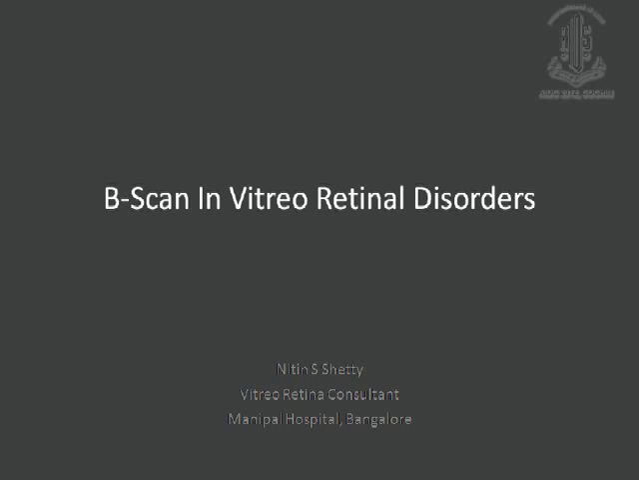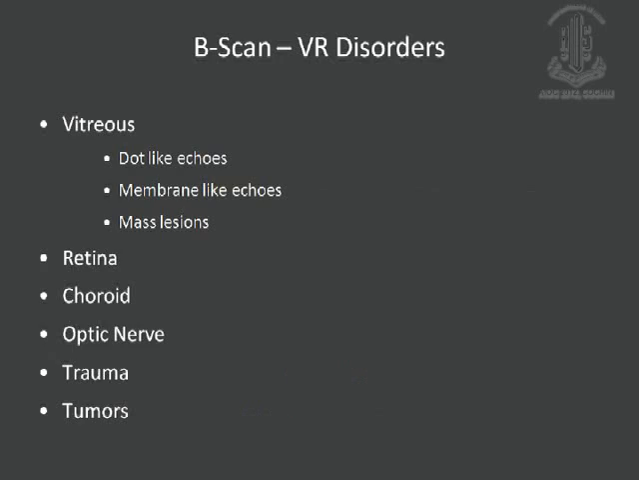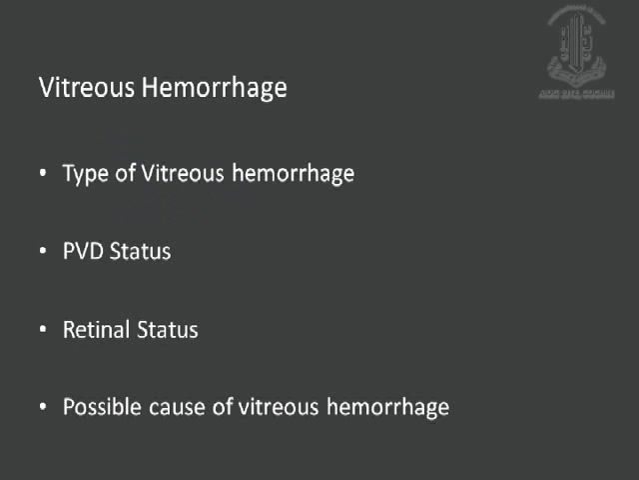Thank you, sir. Vitreoretinal indications for ultrasound are probably the most important reason why we are doing ultrasound. There are a whole lot of things which can be studied on a B scan. This includes right from your vitreous, the retina, the choroid, the optic nerves, in trauma cases and tumors and other than that. We'll start with one of the most common indications as to why we do an ultrasound, and probably the most common indication is a patient presenting with vitreous hemorrhage.